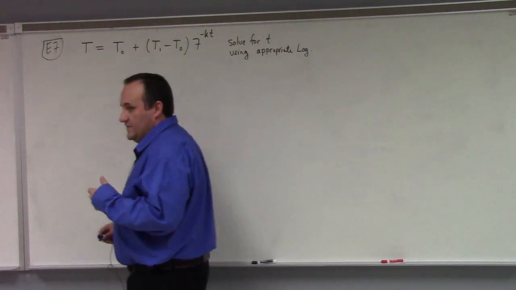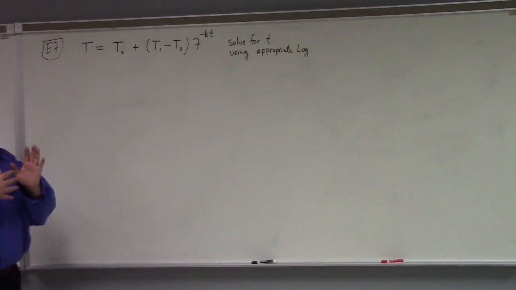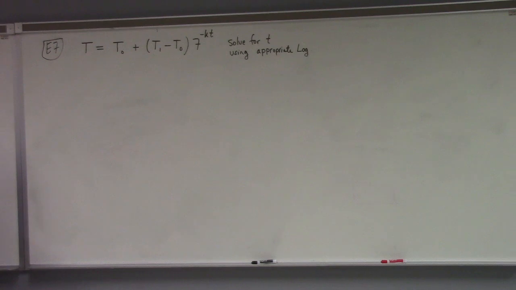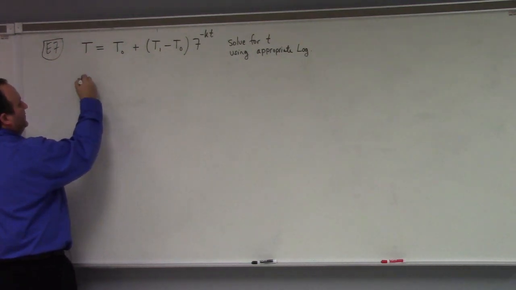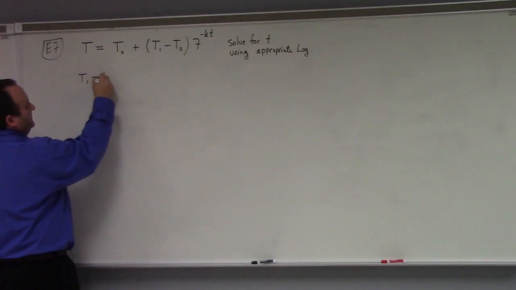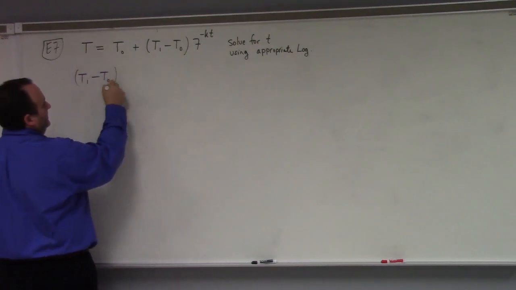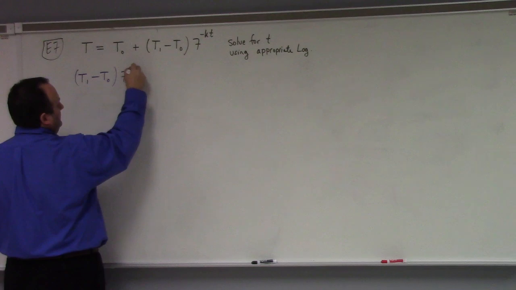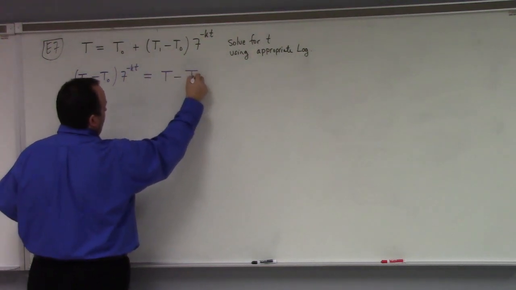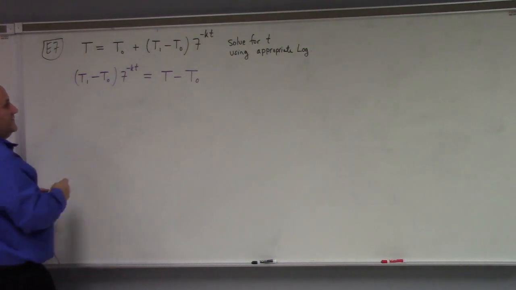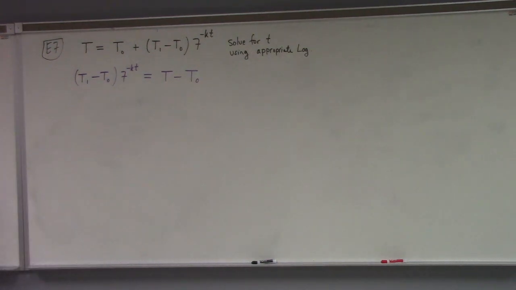So what I want to do to start with is isolate the 7 to the something. That's going to be my opening move here. I'm going to put the T1 minus T0 over here, times 7 to the minus KT, and that's going to be equal to T minus T0. So I moved the left-hand side to the right, kind of flipped the equation and subtracted something, all right? You guys with me so far?